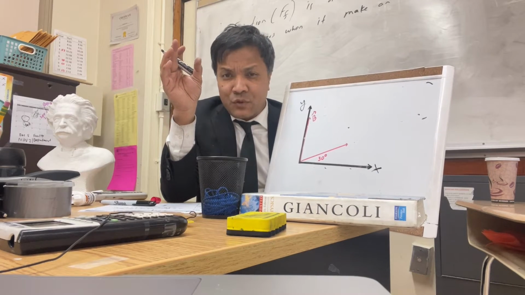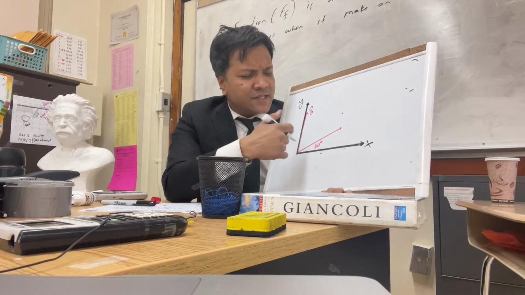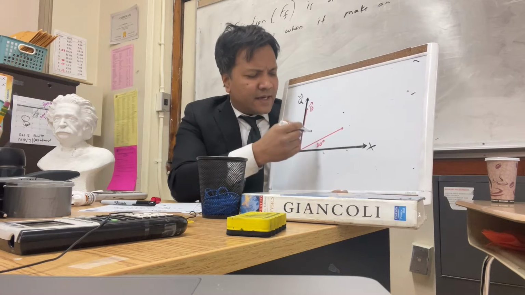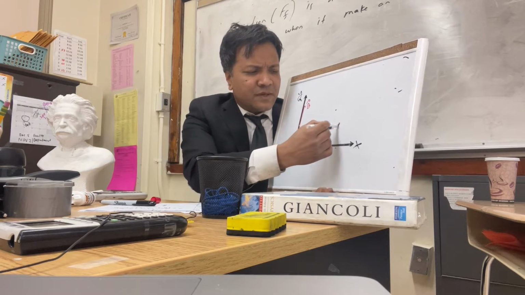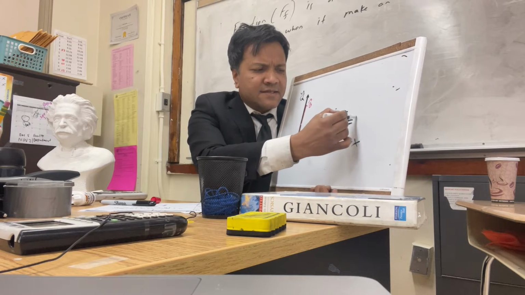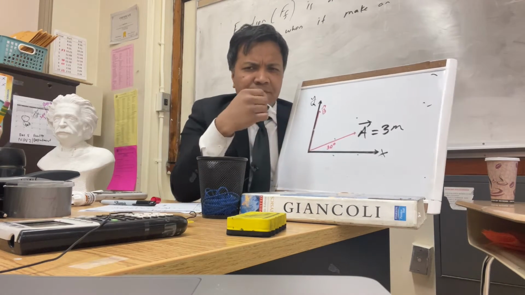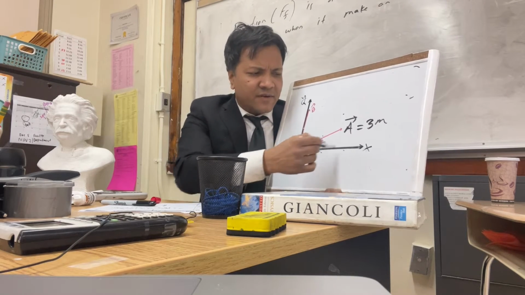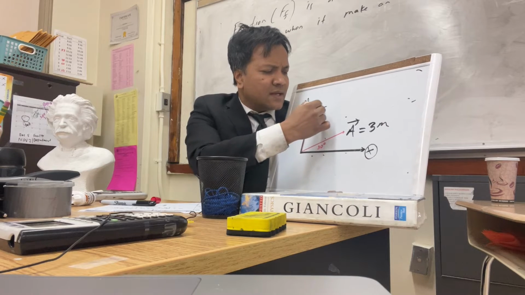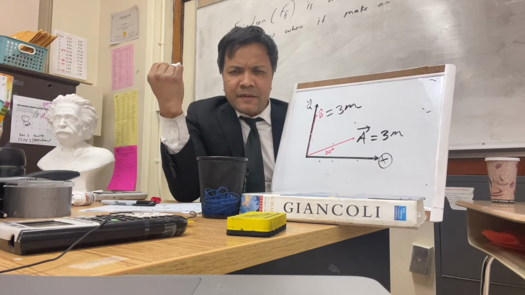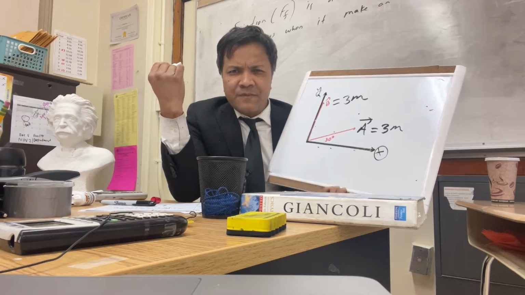So vector addition: I have an x-axis and a y-axis, and I have a vector, let's call it A, 30 degrees above the x-axis, and let's say the magnitude is 3. And I have vector B, which is 90 degrees above the x-axis, which let's also give the same magnitude 3.